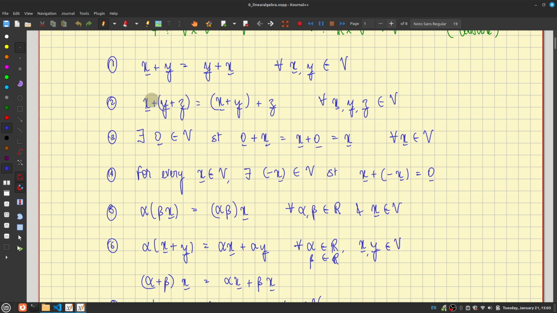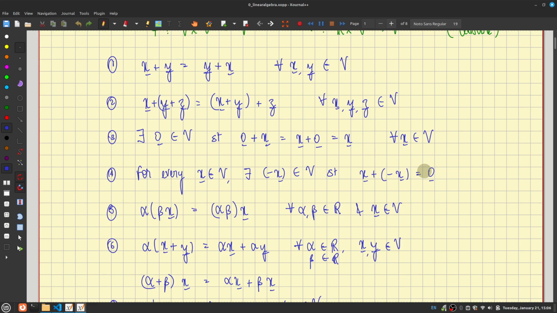Addition should be commutative, addition should be associative, there should be a special vector in the vector space called the zero vector, such that adding it to any vector gives you the same vector itself. And similarly, for every vector you can find the negative of that particular vector, such that if you add the negative to the vector, then you get the zero vector, right? And so that's about just the addition operation.